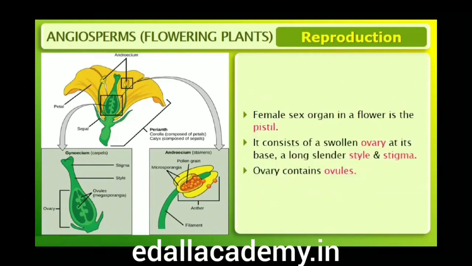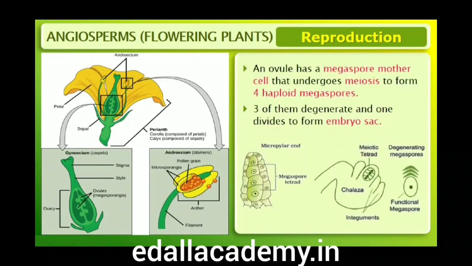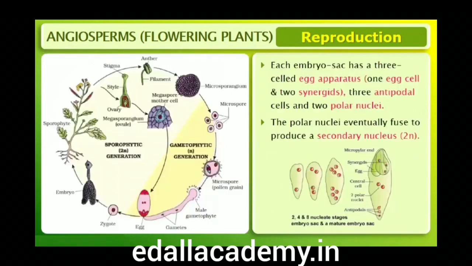The female sex organ in a flower is the pistil or the carpel. Pistil consists of an ovary enclosing one to many ovules. Within ovules are present highly reduced female gametophytes termed embryo sacs. The embryo sac formation is preceded by meiosis. Hence, each of the cells of an embryo sac is haploid. Each embryo sac has a 3-celled egg apparatus, 1 egg cell and 2 synergids, 3 antipodal cells and 2 polar nuclei. The polar nuclei eventually fuse to produce a diploid secondary nucleus.